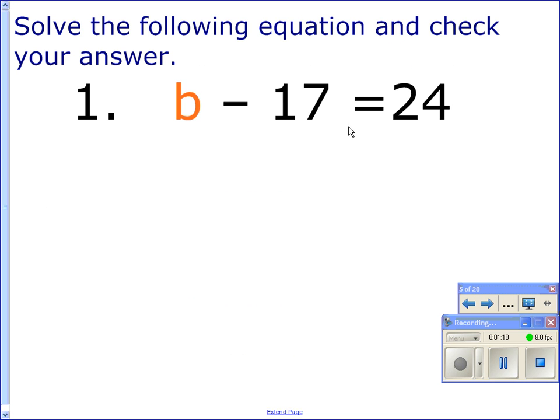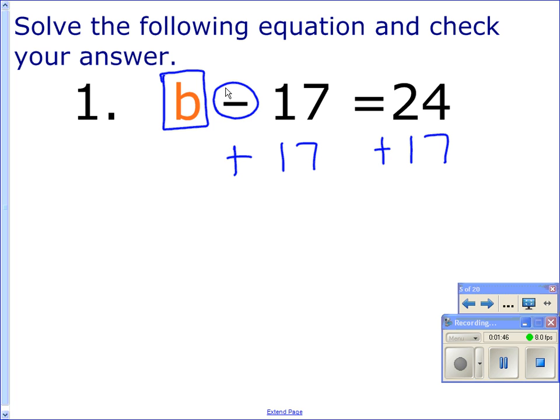Okay? So, whenever you have the equation b minus 17 equals 24, you're going to box your variable because you know that is what you are solving for. Then you're going to circle the operation that is there. We see subtraction, so we're going to use the opposite operation, addition, to solve this equation. So we're going to add 17 on both sides. Remember, you have to do it to both sides because you want to keep it balanced.